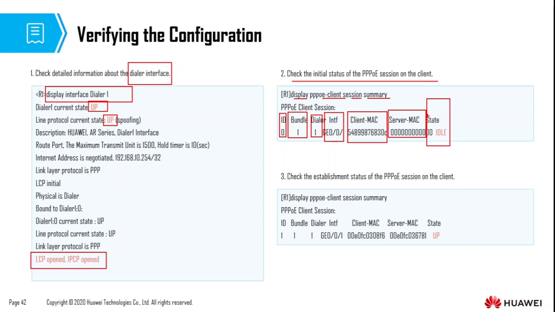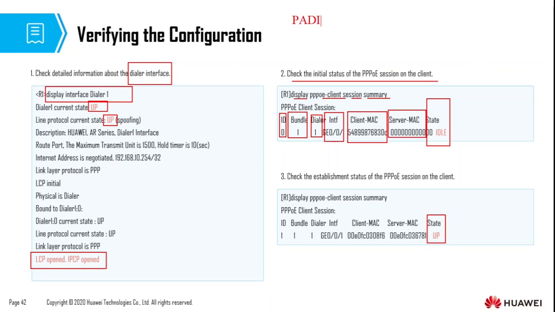So the state can be one of 3 states. For example, idle. Idle here means that the session is idle and it has not actually been formed. Then up means that the session has been set up successfully, and now you can exchange data. Otherwise, the other two states include the PADI.